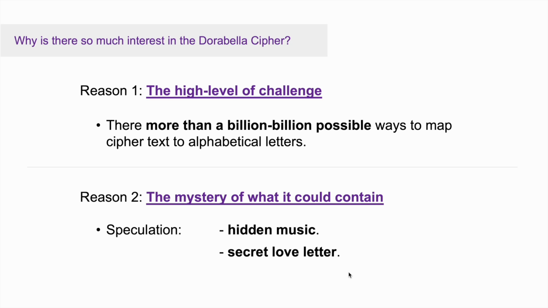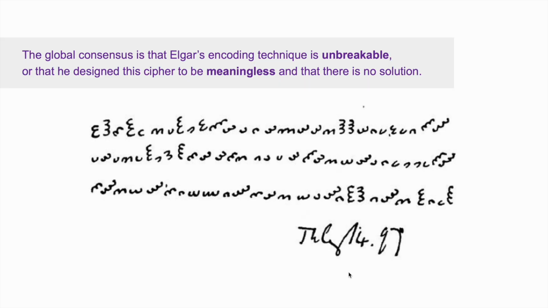Numerous people have tried to solve it, but no method has been generally accepted. The global consensus is that Elgar's encoding technique is unbreakable, or that he designed his cipher to be meaningless, and that there is no solution.